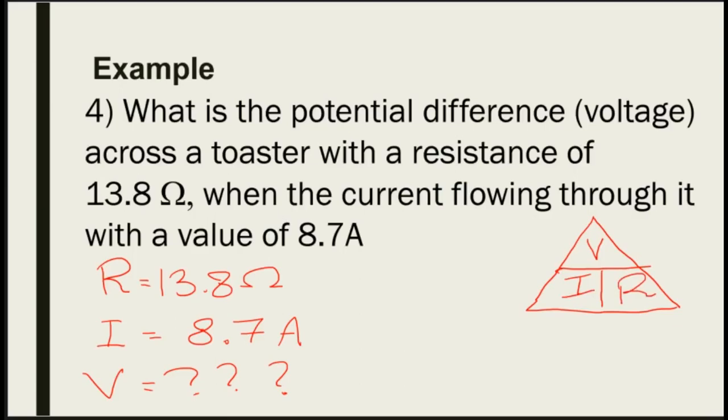How do you use this triangle? Whatever you're trying to find, you hide or cover it. Which one are we trying to find? V. So I cover it, and then you don't guess. You just do whatever the triangle tells you to do. What is the triangle telling you to do with these 2 things? They are on the same level, which means between them there's a multiplication sign. Done. So go ahead. V equals IR, which means 8.7 times 13.8 in volts.